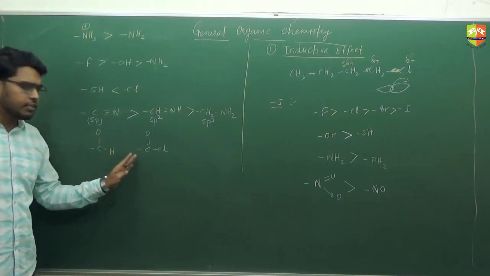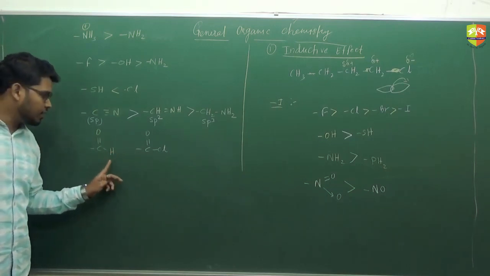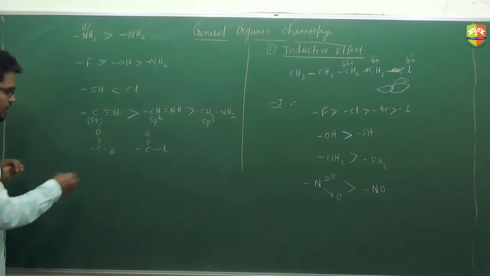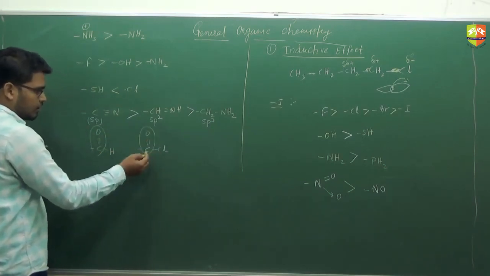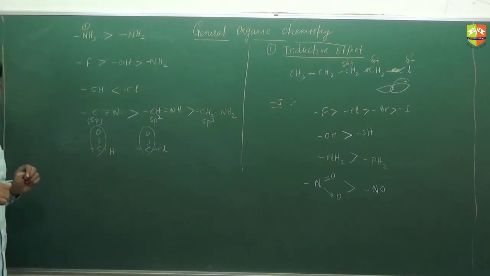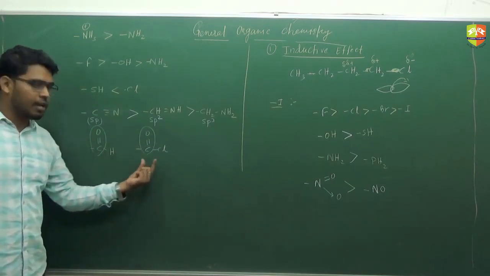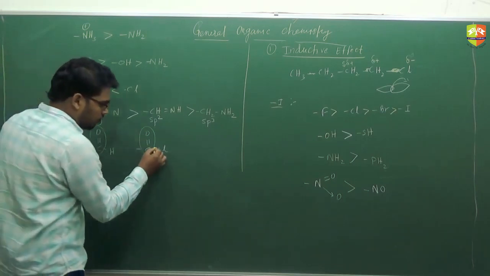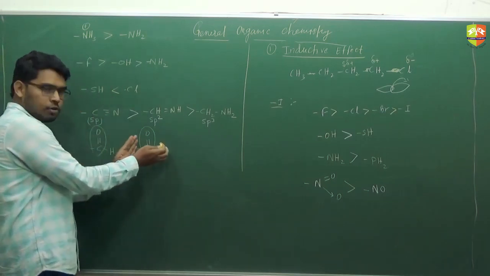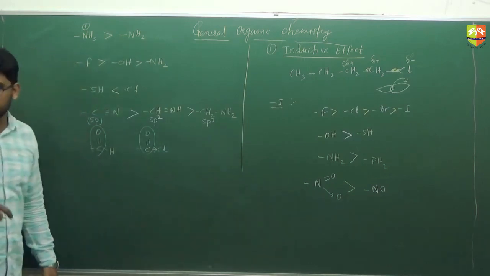So now what is the difference in these two? Here hydrogen, here chlorine. That is the difference. C double bond O is attached to the molecule on this side and this one is also attached to the molecule. So the bonding is the same. The difference is what? Here hydrogen, here chlorine. Chlorine is more electronegative than hydrogen, so it will withdraw electrons towards itself. It means its electron withdrawing nature as a whole will be what?